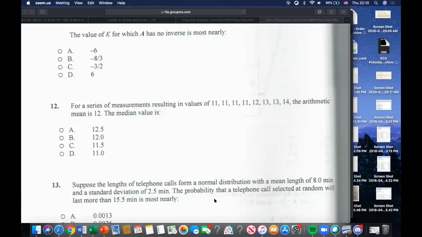Oh, that one's super easy. Yeah. Probability, baby. No, that's not probability. No, this next one. 12? No, that's not probability, bro. My bad. 13 was... I was like, what?